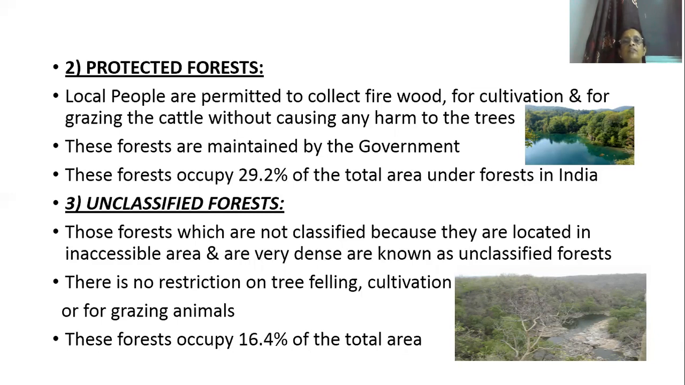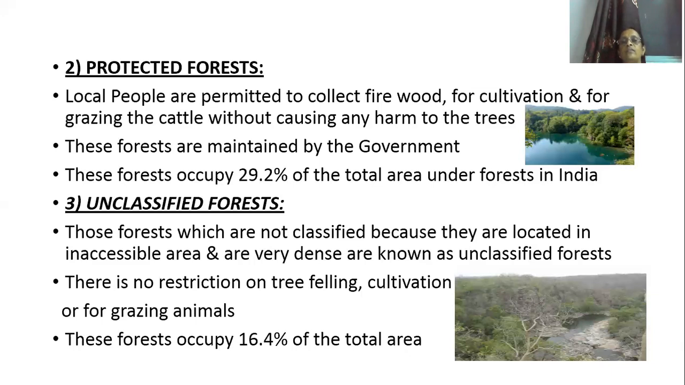Who controls them? The government. What percentage of the land area does reserved forest cover? 54.4%. And the second one is protected forest. What is meant by protected forest? Local people are allowed to collect firewood for cultivation and graze the cattle without causing any harm to the trees.